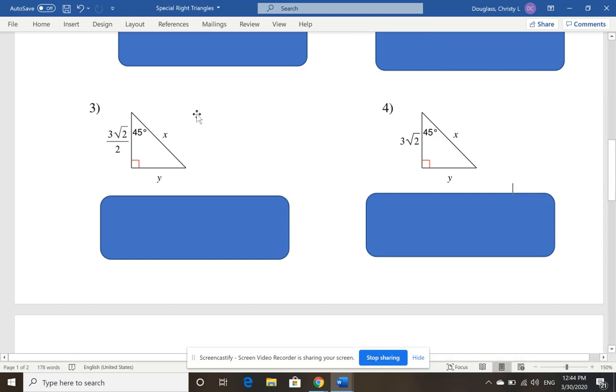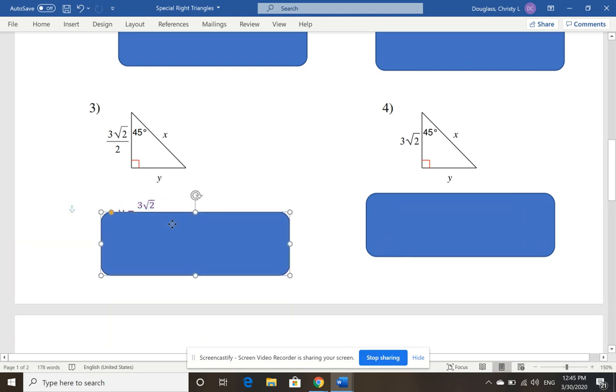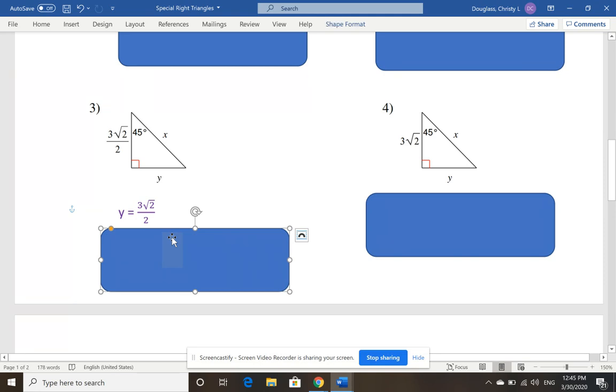Let's take a look at example 3. In example 3, I have, again, a 45, 45, 90 triangle. Notice that the hypotenuse is labeled with X. I do not know the hypotenuse. But remember what I do know. The legs of a 45, 45, 90 are the same. So it would be nice and easy for me to actually find Y first. So let me see if I can do that. Yeah, Y, I can just say, well, that has to be 3 square roots of 2 divided by 2 because I know that these two sides, these two legs are the same. Okay, next I need to find X.